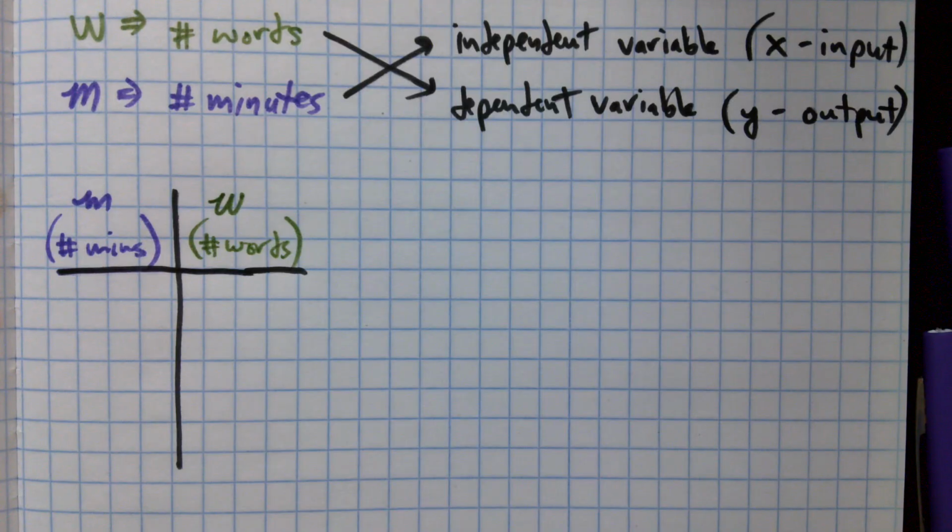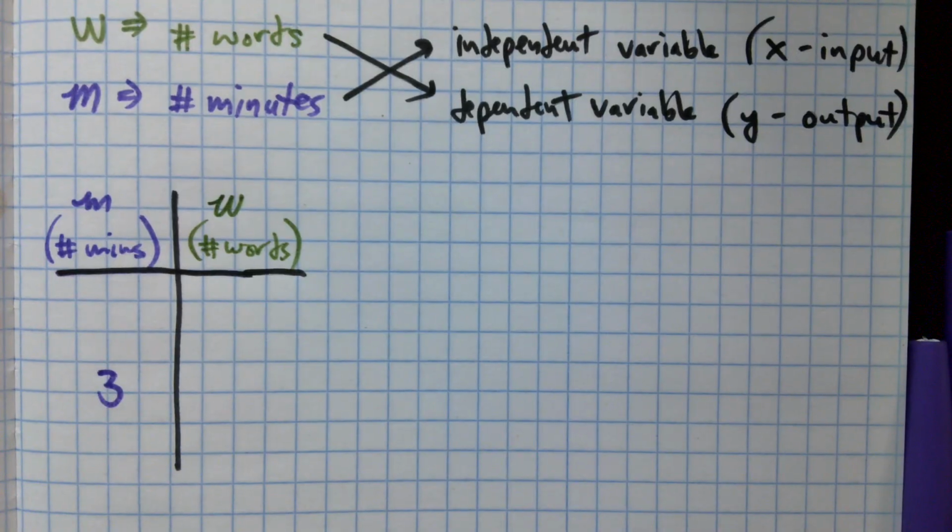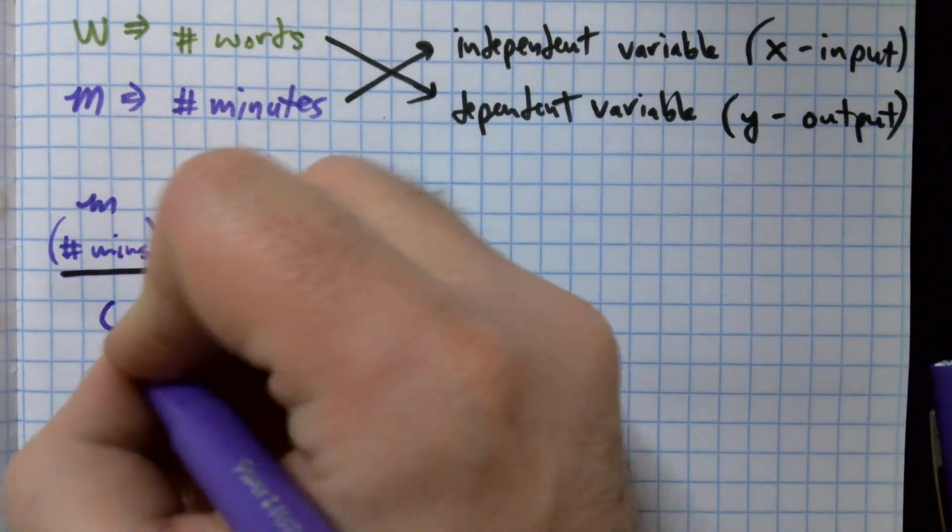So I'm going to read the problem one more time. Nebi has already typed 250 words. He then starts a timer and finds that he types 150 words in 3 minutes. Okay. In 3 minutes. Okay. We'll go 3 and we'll go 0.